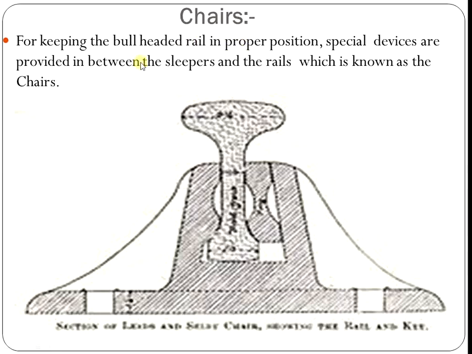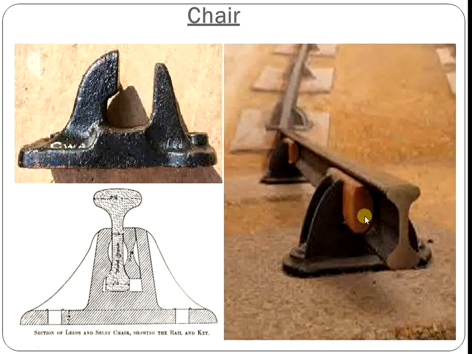We know if the bull-headed rail is used, at that time we need a number of chairs, required for the holding of the rail track. This is the chairs and this is the actual image of the chairs and this is the bull-headed rails.